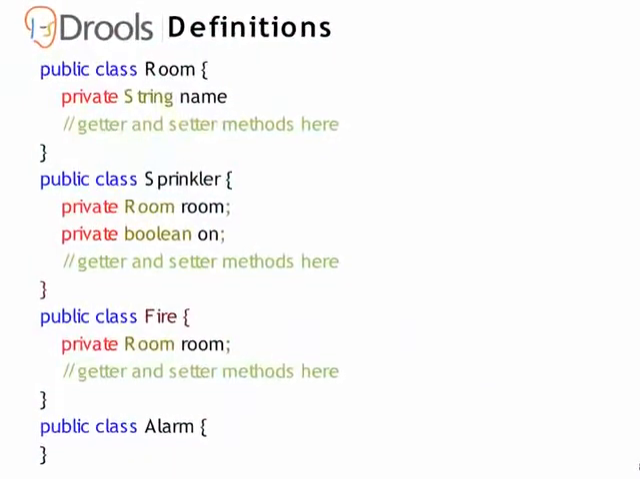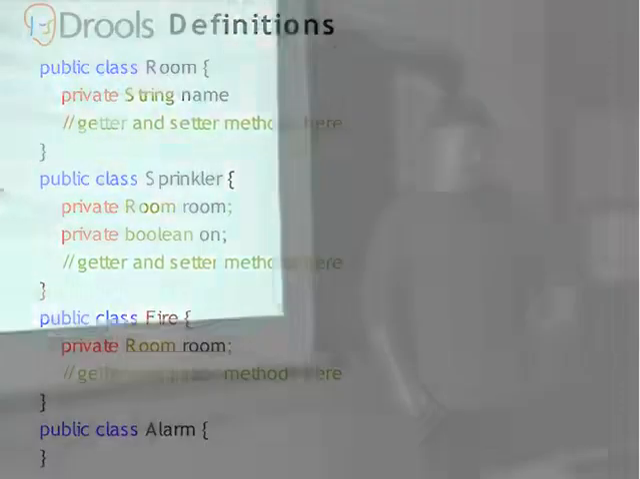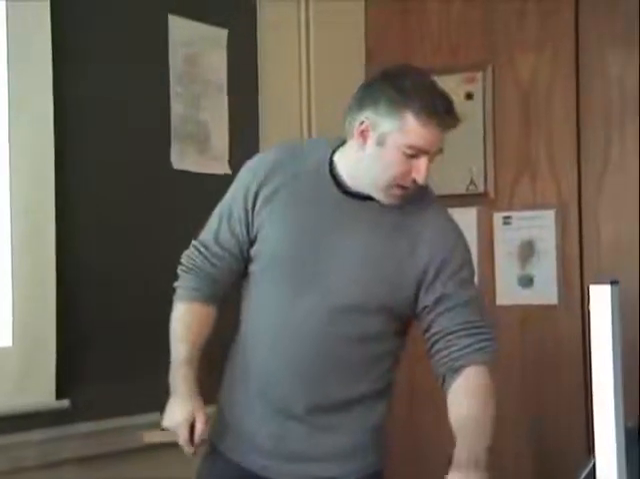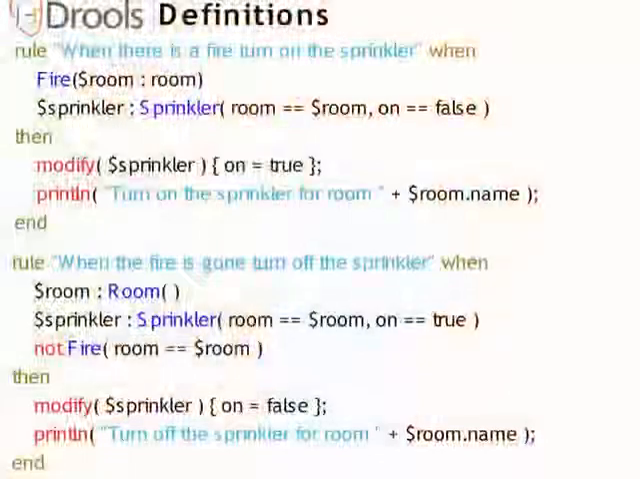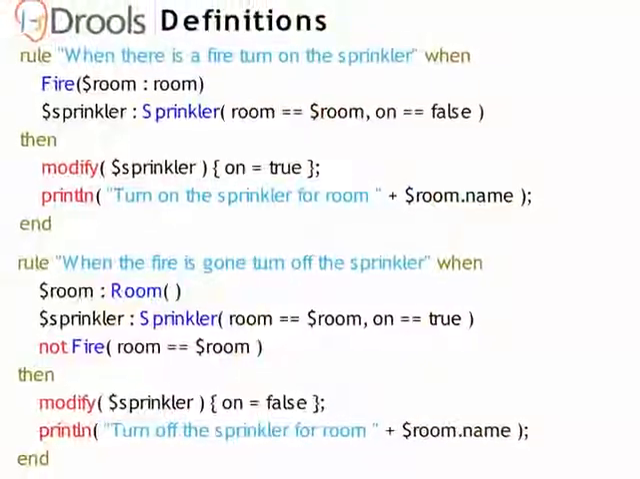You have a room, you've got sprinklers, you have a fire and alarm. So this is for building the definitions for a fire control system. So we have the first rule. When there is a fire, turn the sprinklers on.